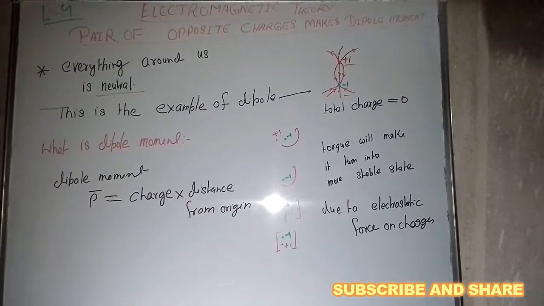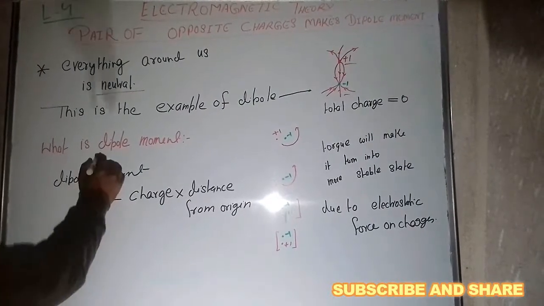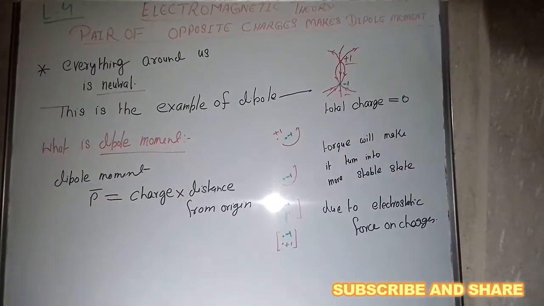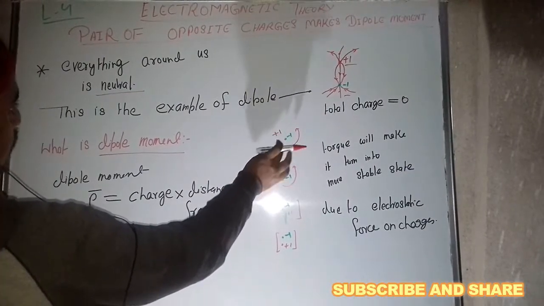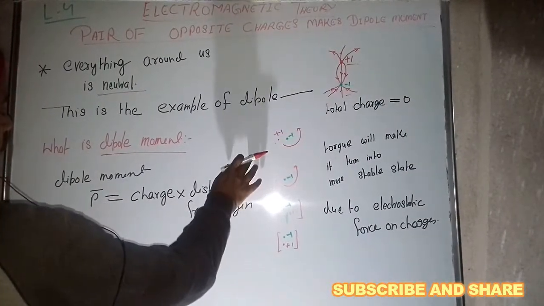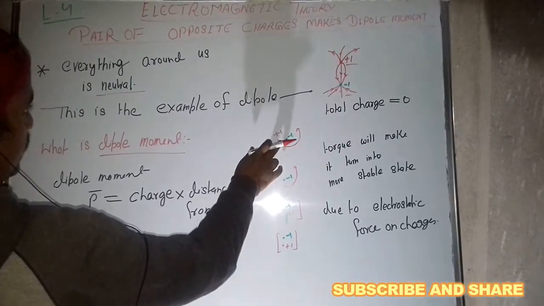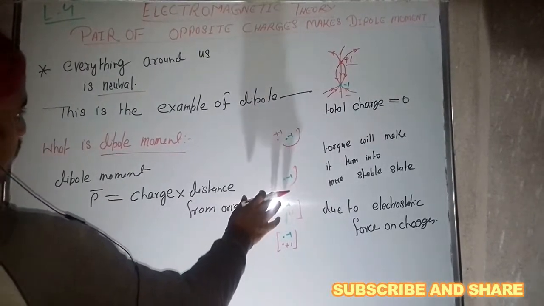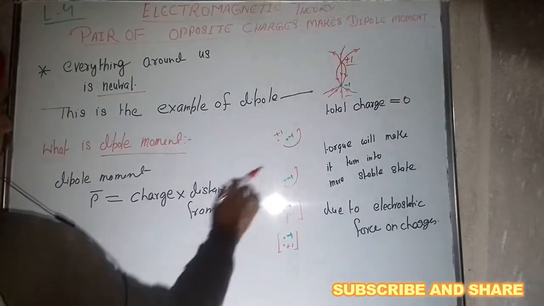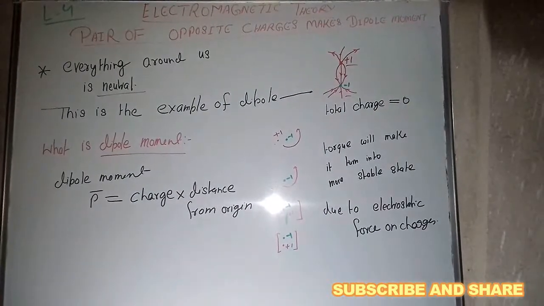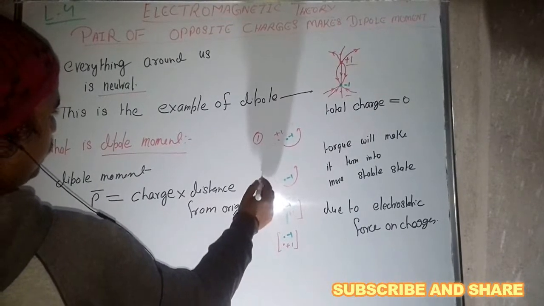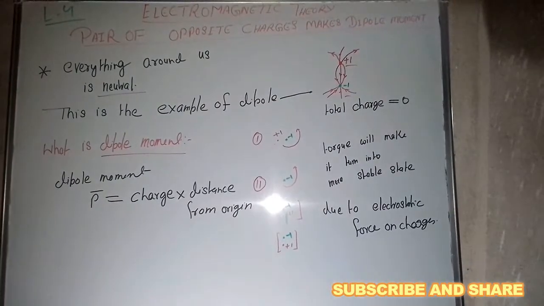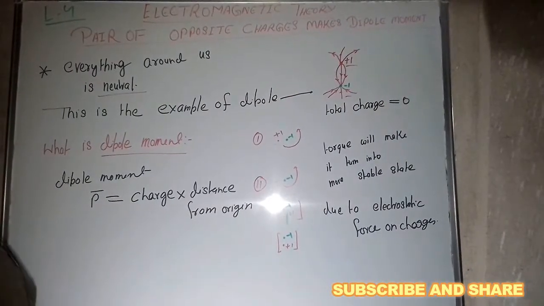And what do we mean by dipole moment? Suppose there is a positive charge and a negative charge, both closely placed to each other. Also, there is another pair of opposite charges. Now, this pair 1 and this pair 2 is not a very stable condition. Why?